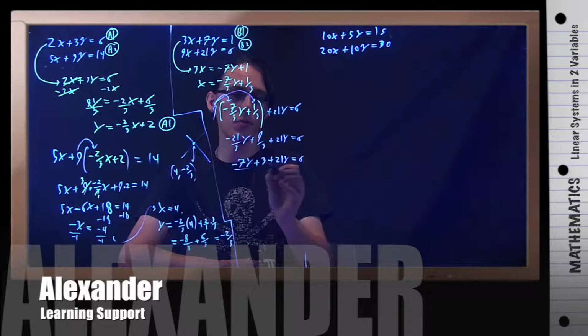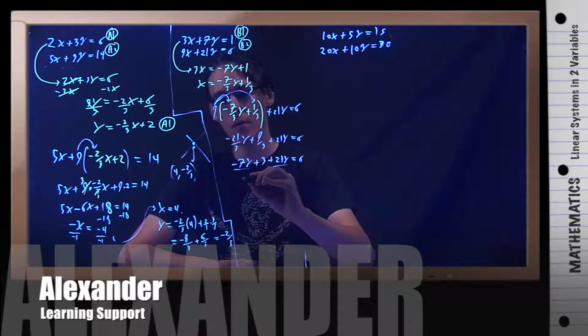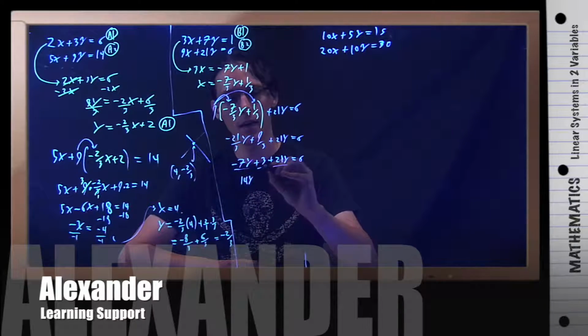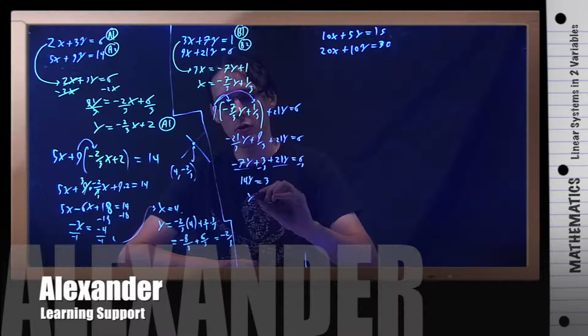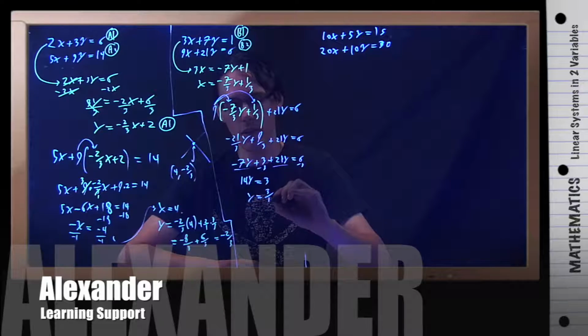Let me combine like terms again. Negative 7y plus 21y is going to be 14y. And then if I minus the 3 on both sides, I get that this is equal to 3. So y is equal to 3/14.